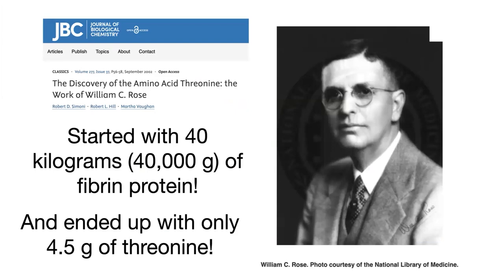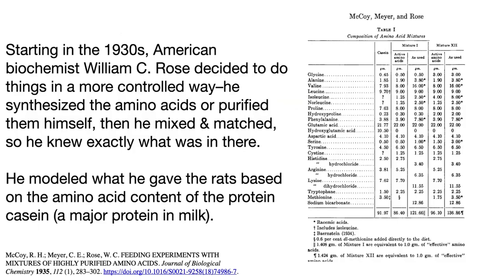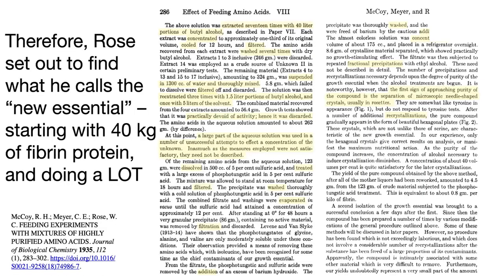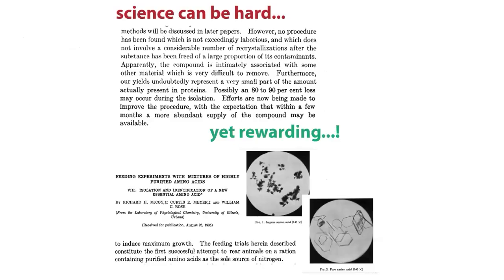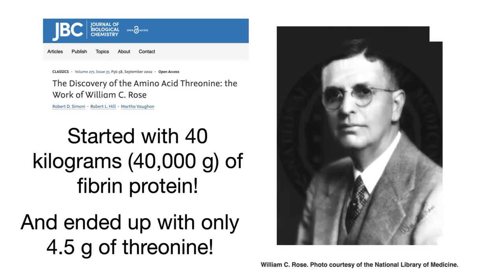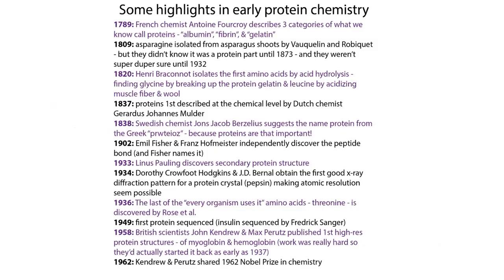How did he find threonine? Well, he did a lot of work. It took 40 kilograms of initial protein that he started with, and he ended up with only 4.5 grams of threonine. And he went through a lot of stuff. So I'll walk you through some of the main things from his paper, as well as some work that he did with grad students to figure out it was essential. Threonine was actually the last of the main 20 amino acids to be discovered, and this was happening in 1936.